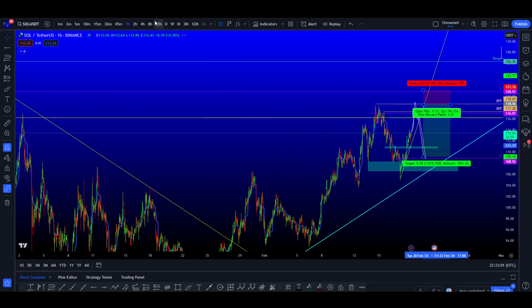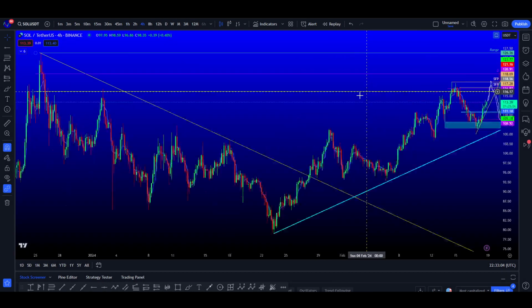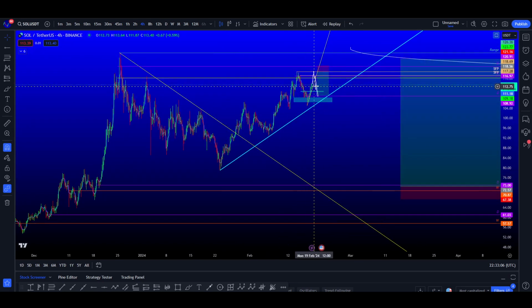So Solana is looking pretty interesting. Locally, price is looking bullish. It's looking like it is going to take these highs here, the previous highs.